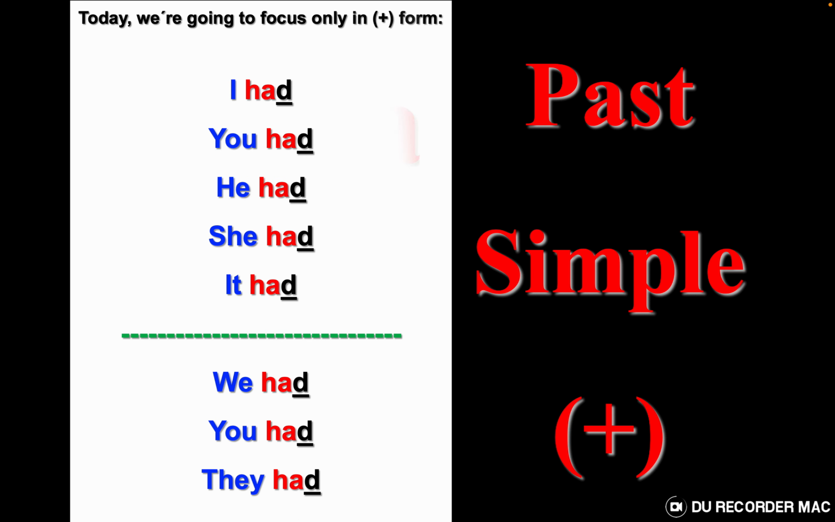Have. So we are going to change VE to D. Had. Let's see had with all subject pronouns. I had, you had, he had, she had, it had, we had, you had, they had.